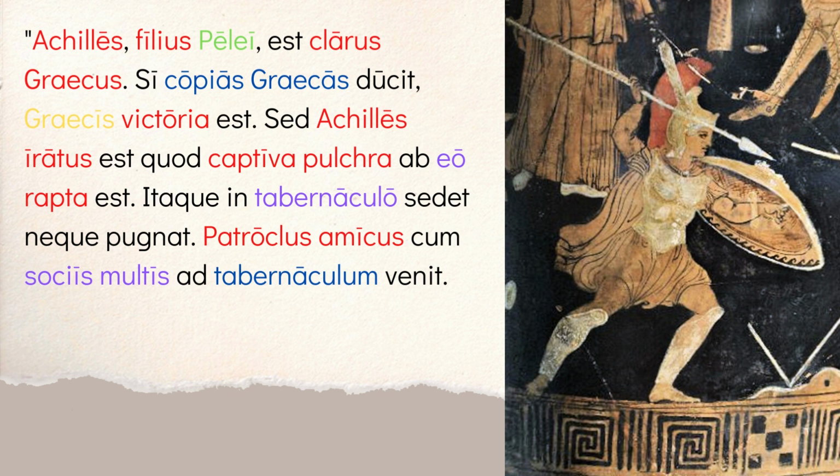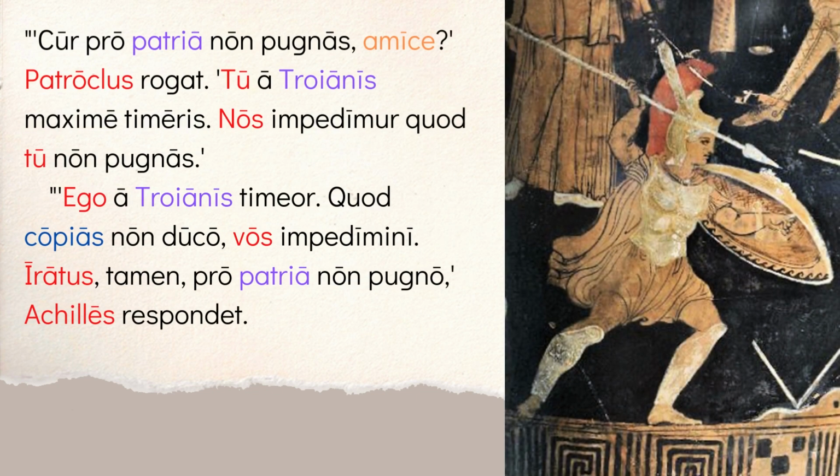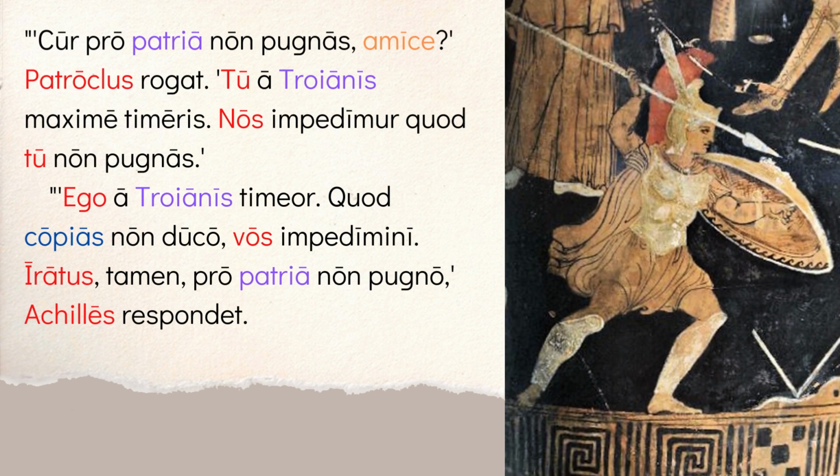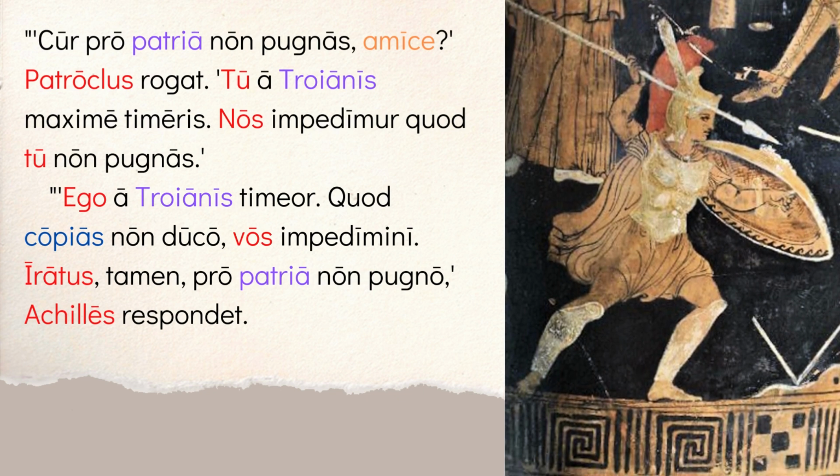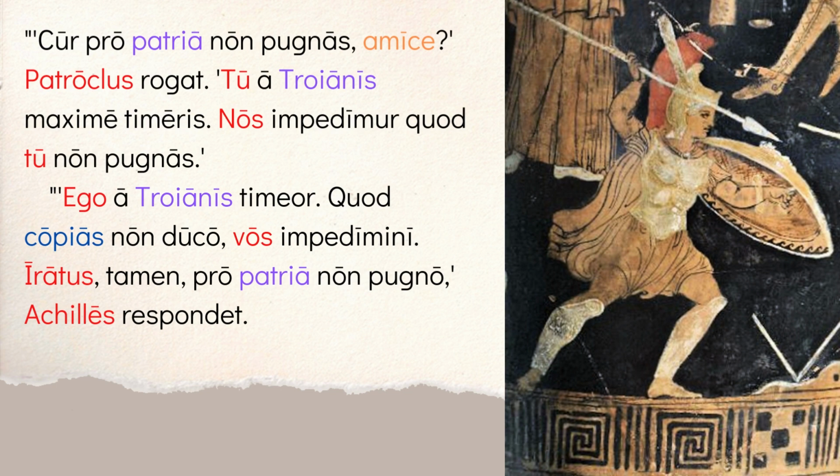Venit ad tabernaculum. He comes to the tent, cum sociis multis, with many allies, right? Sociis multis. So all of Achilles' friends and allies, they show up at the tent trying to convince him to fight. Then you have cur pro patria non pugnas amice, Patroclus roga. So why, right, cur, why are you not fighting? Non pugnas, why do you not fight is another way to translate it. Pro patria, for your country, amice. Amice is vocative, so it means friend here. So he's saying, why aren't you fighting for your country, friend, right?